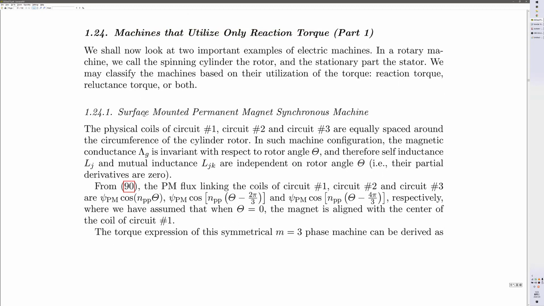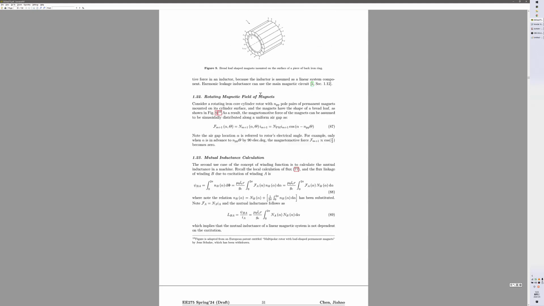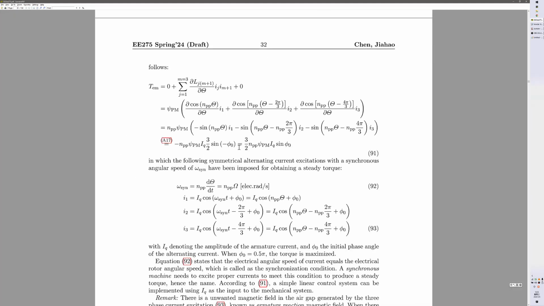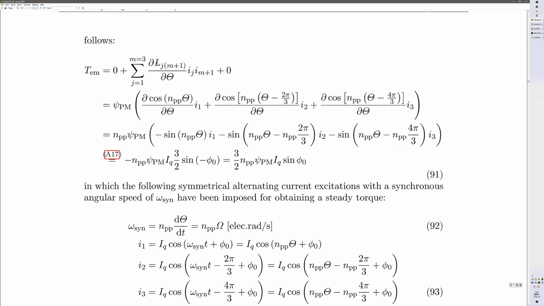So for example, consider the surface mounted PM synchronous machine above. So it's basically this rotor. Here is its torque. We assume it does not have reluctance torque, it does not have cogging torque, it only has this reaction torque. Now we have the expression for our mutual inductance between PM and phase circuit. We just plug in the expression. They are cosine, cosine, cosine. And here is our result.